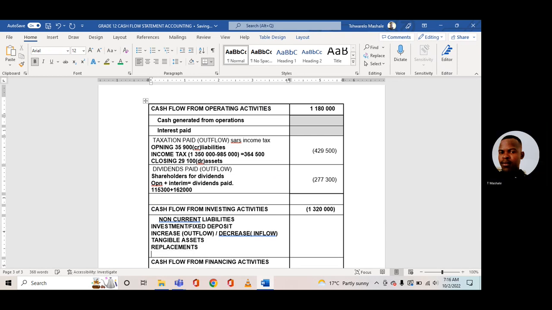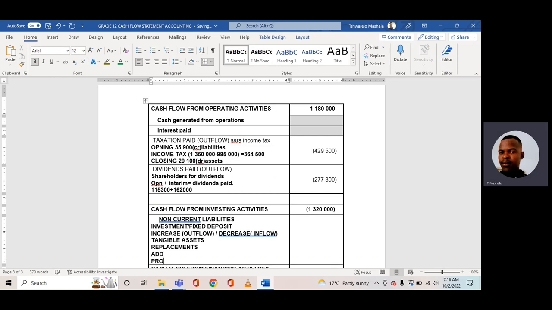Replacements of assets. And then you'll have an addition of an asset. You'll also have proceeds on the sale of an asset. Sale of assets. Because this activity does not have this, I'll just state these things. When you replace something, it means that you are paying, therefore it's going to be an outflow. When you buy something, in addition, it means you're buying something. So it's going to be what? An outflow.